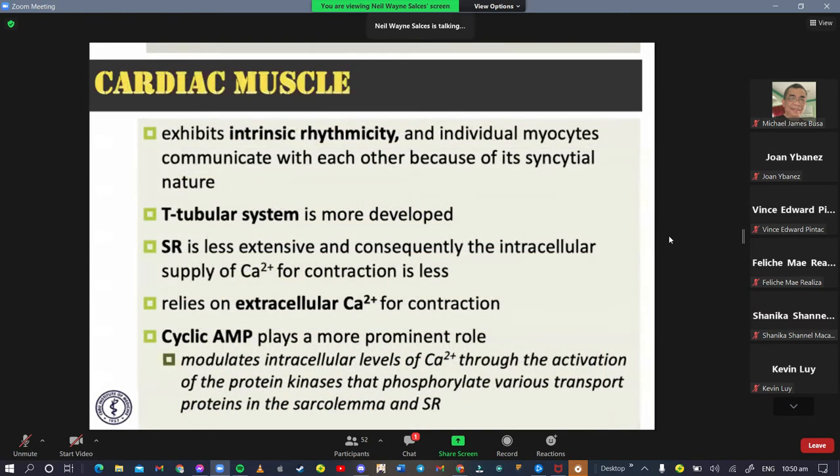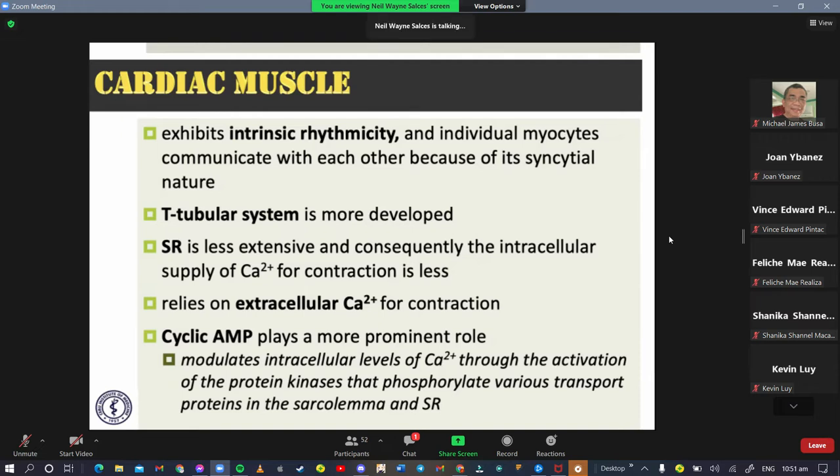Now let's proceed with the cardiac muscle. The general picture of muscle contraction in the heart basically resembles that of skeletal muscle. And the cardiac muscle, just like your skeletal muscle, uses the actin tropomyosin-troponin system that has been described earlier. Unlike the skeletal muscle, cardiac muscle exhibits intrinsic rhythmicity, and individual myocytes communicate with each other because of its syncytial nature.